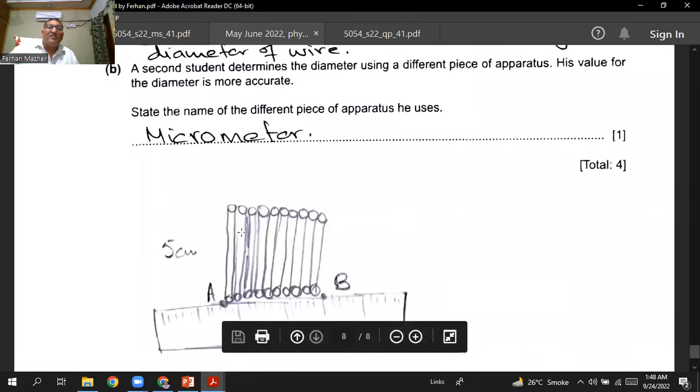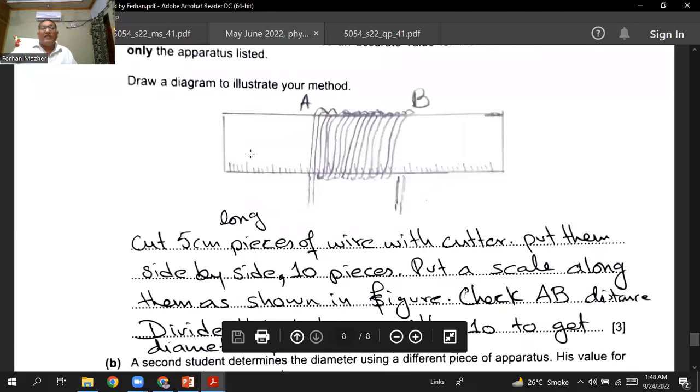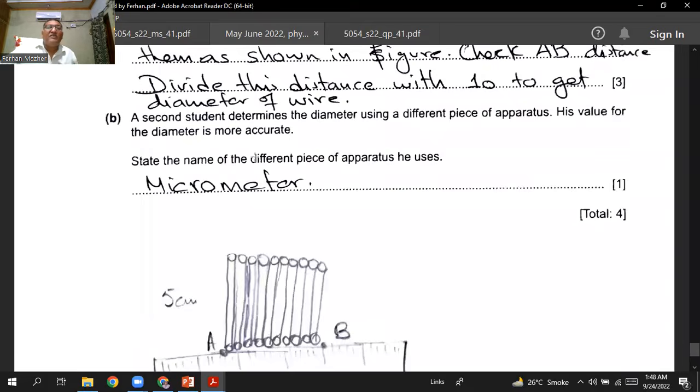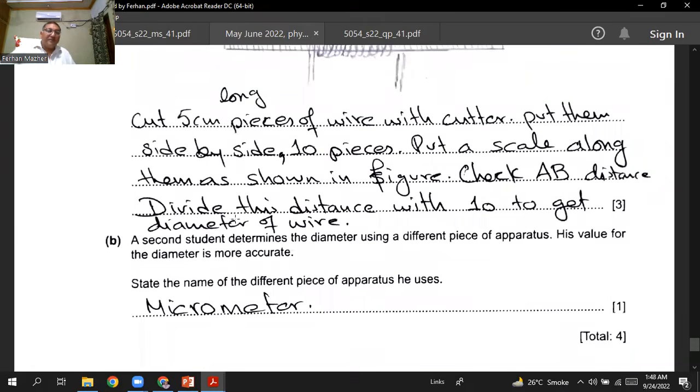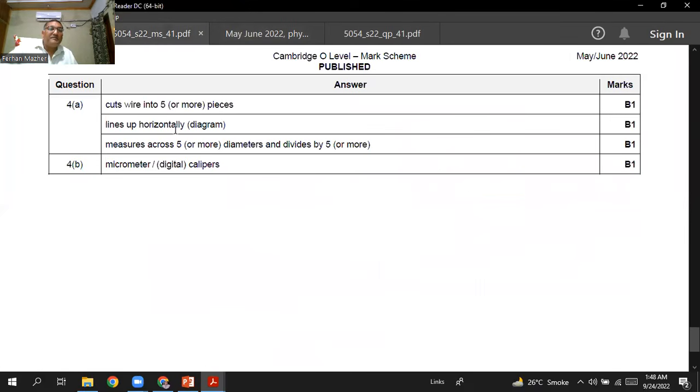I have written the answer according to this, and there are two methods. You can write whatever you like. You can write about this method, or you can also write about the other method. I have written about this method. So cut 5 centimeter long pieces of wire with cutter, put them side by side, 10 pieces, put a scale along them as shown in the figure. Check the AB distance, divide this distance by 10 to get the diameter of the wire. So this is our answer. Okay, we have put 10 wires.